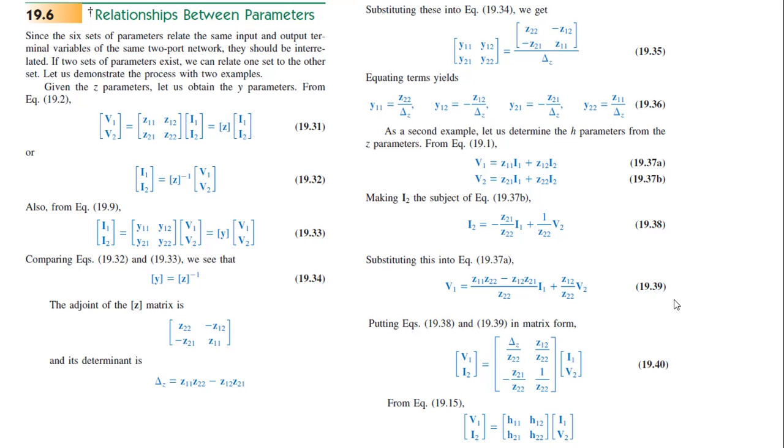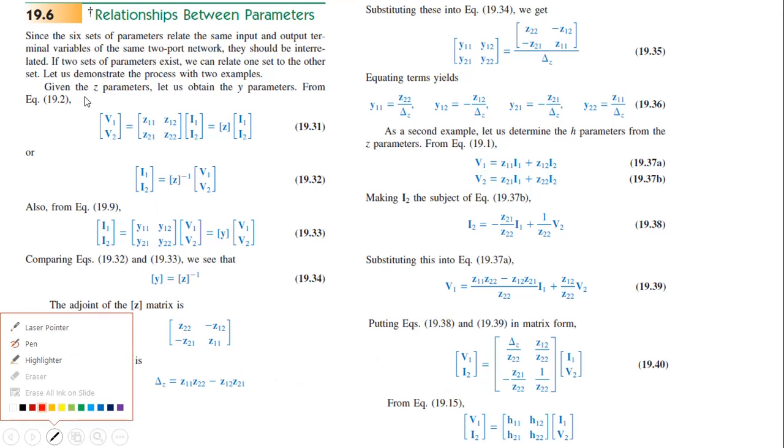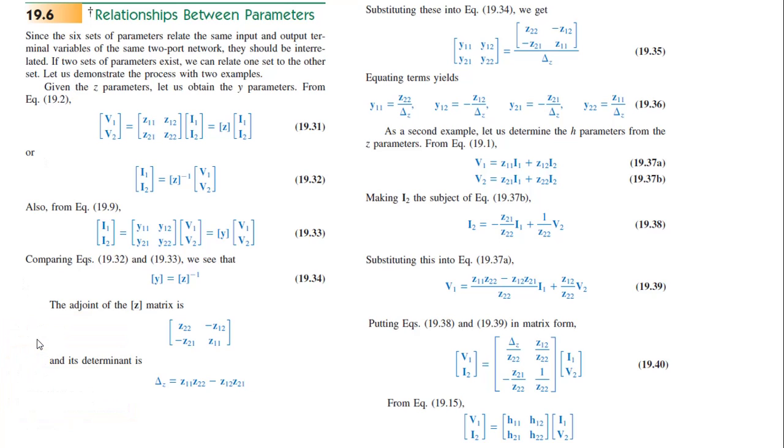Now there exists a relationship between these different sets of parameters, because all these parameters are nothing but expressions relating the input and output voltages and currents respectively. So the relationship between different parameters, we will see about this. There are 6 sets of parameters related to the same input and output variables of the same two-port network. If two sets of parameters exist, we can relate one set to the other set.